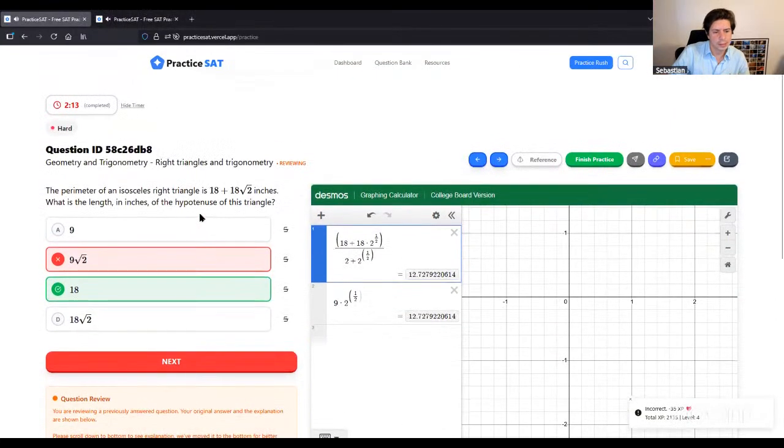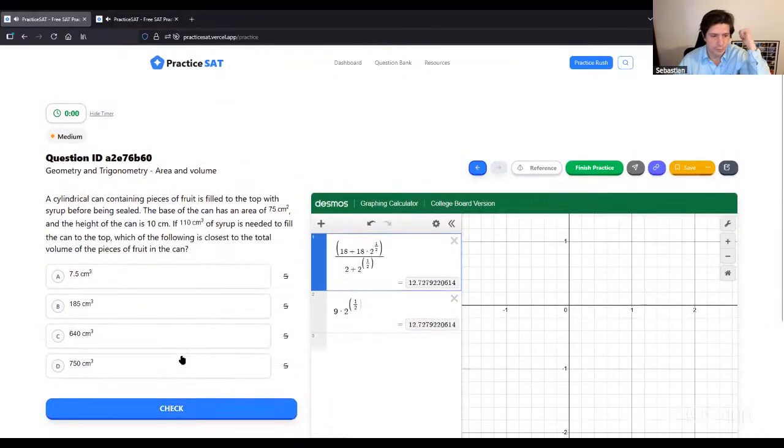Oh, wait, what did it ask for? Oh my gosh. I killed myself. It's asking for the hypotenuse. The hypotenuse would be root 2 times this, which would be 18. Unbelievable. All that work for nothing.